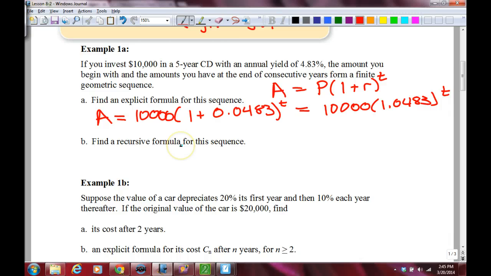Okay, find the recursive formula on this. Okay, the recursive formula would be the following. It's going to be our G sub 1, which is what? 10,000. And then my A sub T in this case, at any time, is going to be 1.0483. That's my ratio, my little r. Because that's what I'm multiplying each one by.